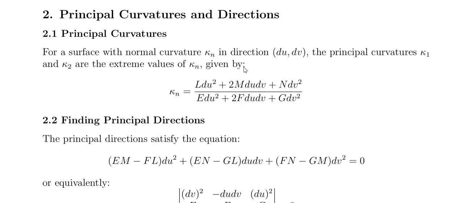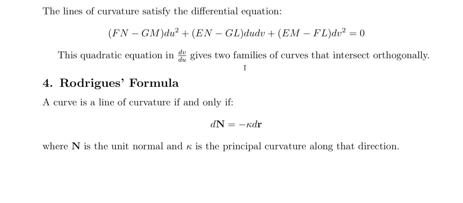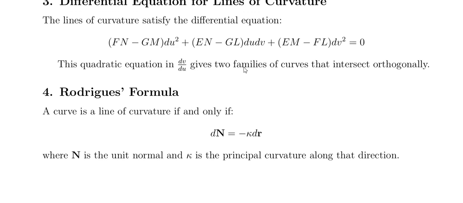So this is the principal curvature. Normal curvature kappa n in the direction du dv; principal curvatures kappa 1, kappa 2 are the extreme values of kn and given by this kn equal to something. Principal curvature in terms of this is the formula. Finding the principal direction: they satisfy the equation. The lines of curvature satisfy the differential equation. This is a very important formula.